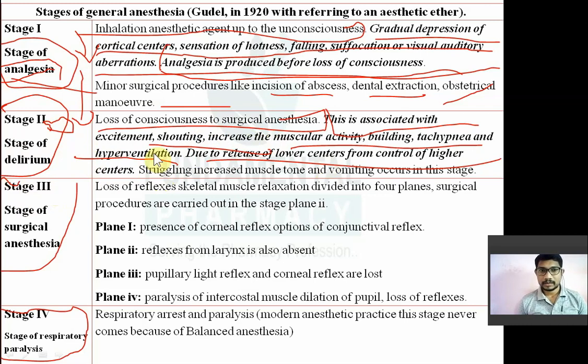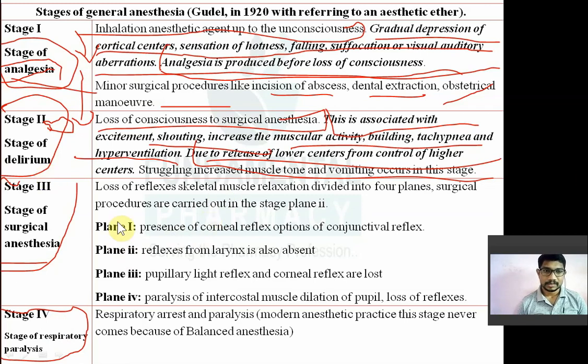Here struggling, increase in muscle tone and vomiting can occur in this stage. Vomiting also can occur in this stage. So to prevent this, medication is given. We will discuss it later. Stage 3 is known as surgical anesthesia.